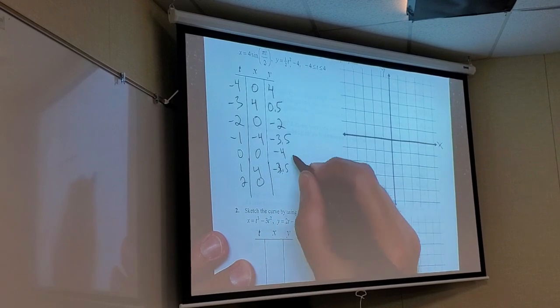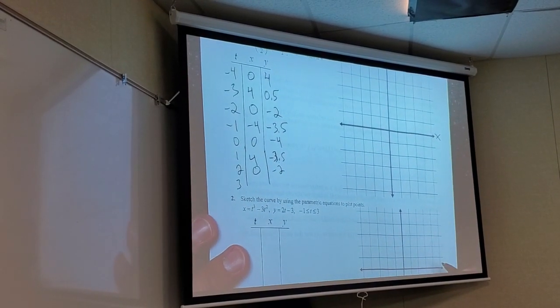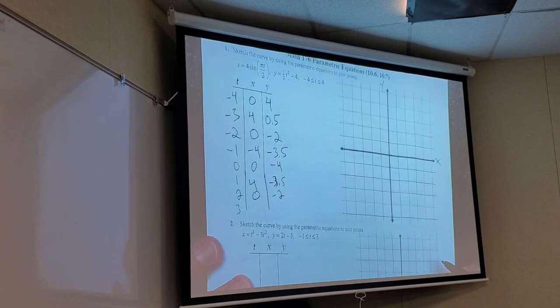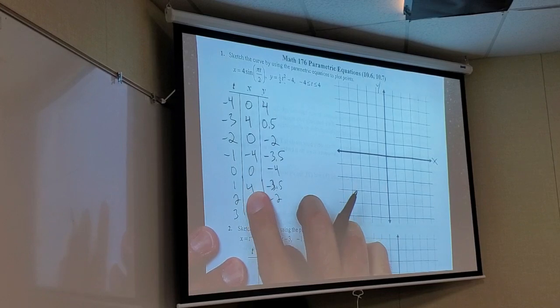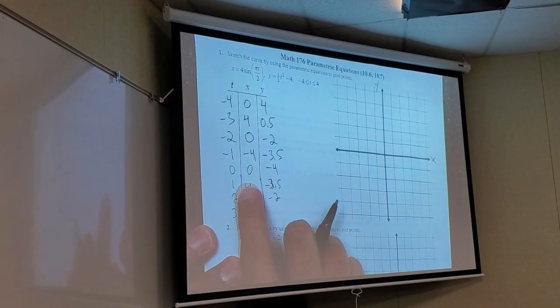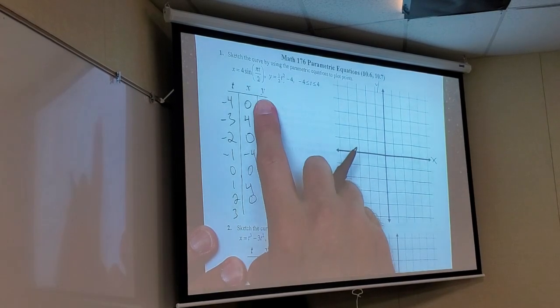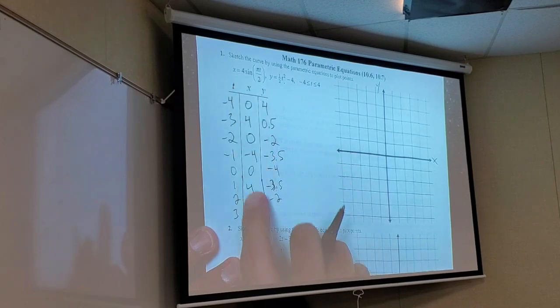0. What's this going to be? Negative 2. Wait, but wouldn't it be negative 4? Not 4. No. Nope. Why? Here, you mean? Yeah. When you plug a 1 in, you get pi over 2 inside. Sine of pi over 2 is 1. Times 4 is 4. Okay.